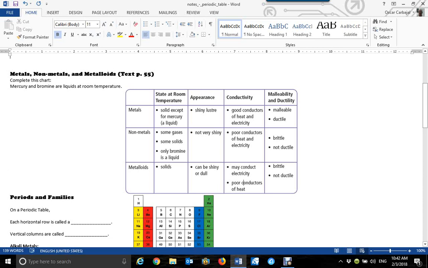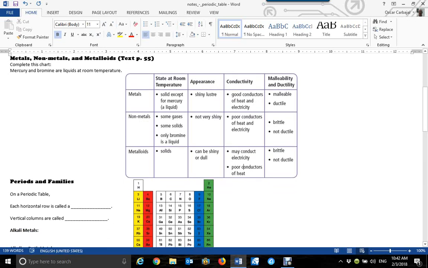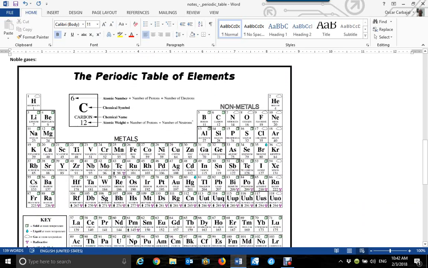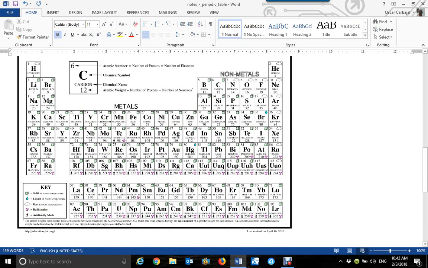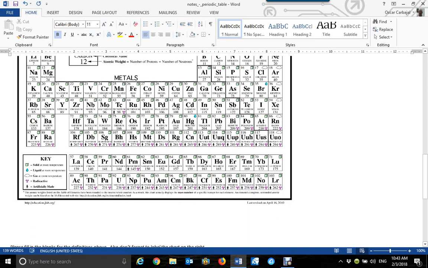If I give you an isotope and it says carbon 13, you would look on the periodic table for carbon. You could see it down here. Carbon is 6 protons always. If I told you carbon 13, you would take 13 minus the number of protons and you will get the number of neutrons. Okay? That's how you would solve for that one.